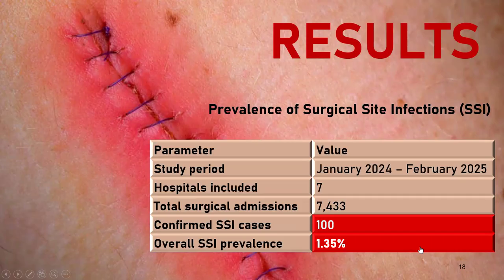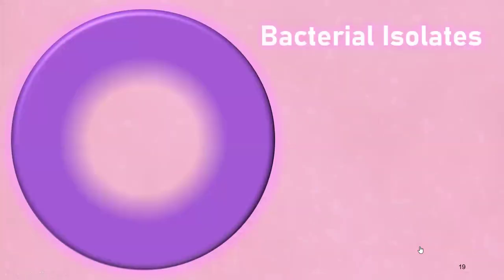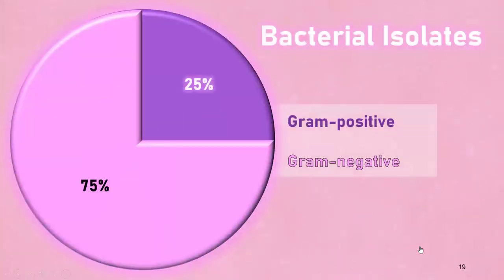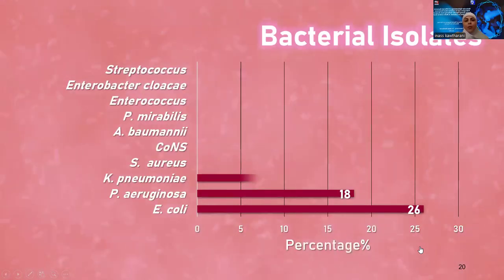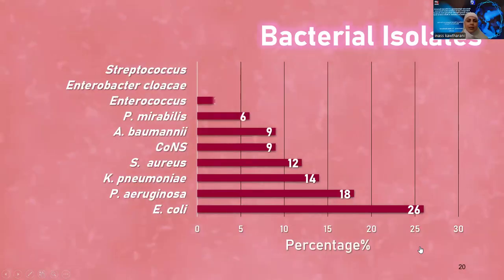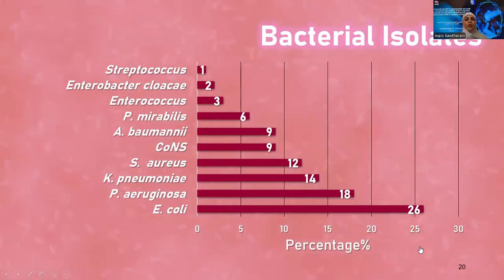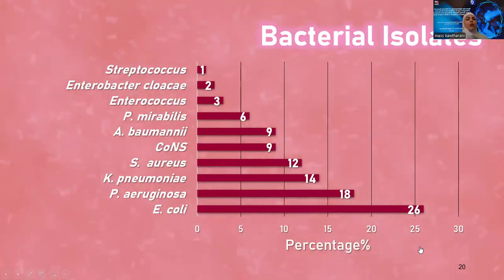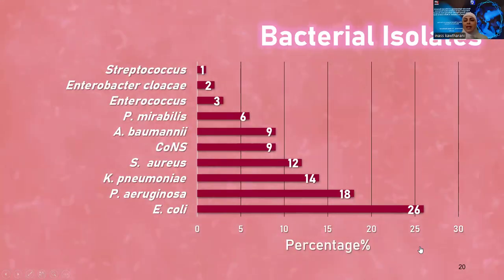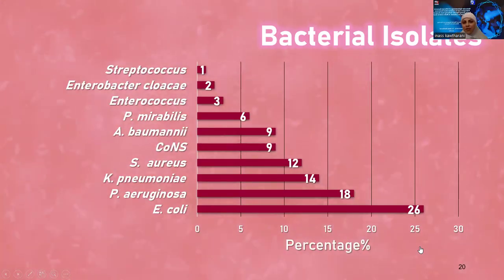prevalence of 1.35%. Now, concerning the bacterial isolates, we showed that the majority of isolates belonged to gram-negative bacteria, which accounted for 75%, compared to gram-positive bacteria, which accounted for only 25%. Among them, Escherichia coli was the most frequent isolate, accounting for 26%, followed by Pseudomonas aeruginosa 18%, Klebsiella pneumoniae 14%, and Staph aureus 12%. This distribution suggests that hospital-acquired pathogens contribute significantly to surgical site infection occurrence.